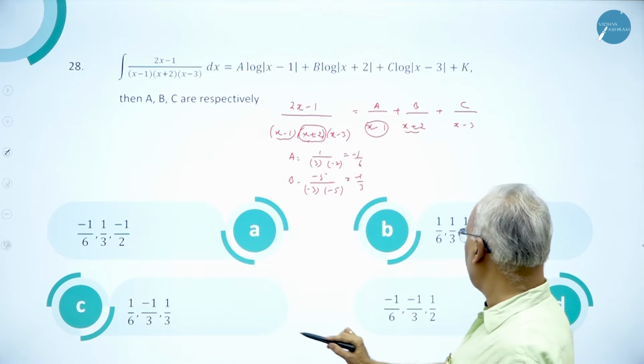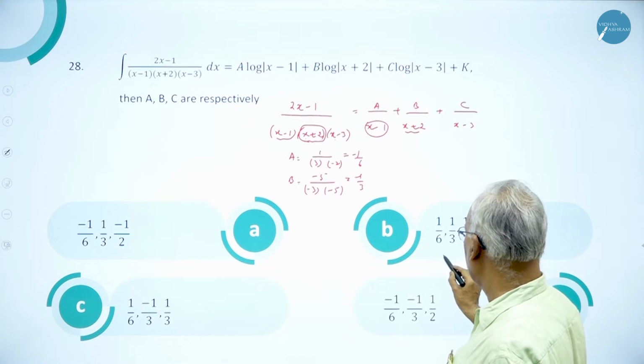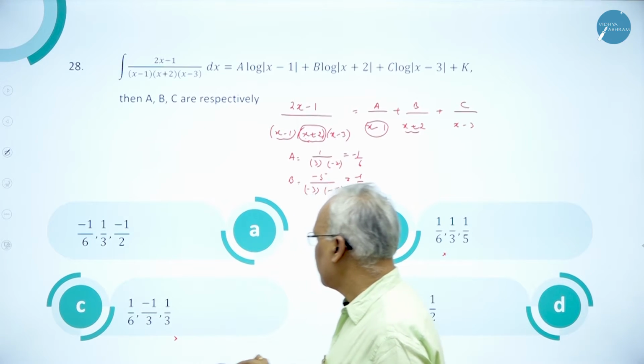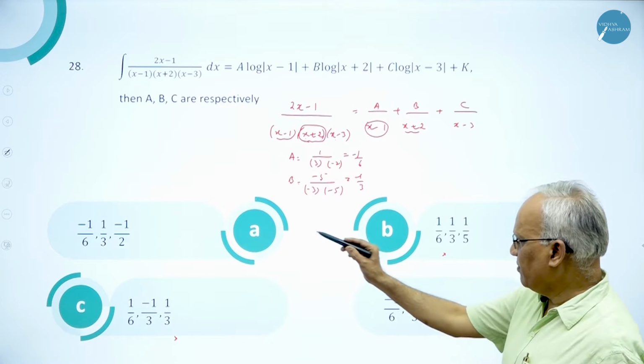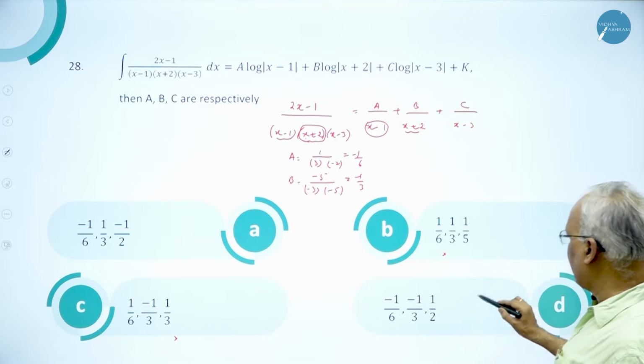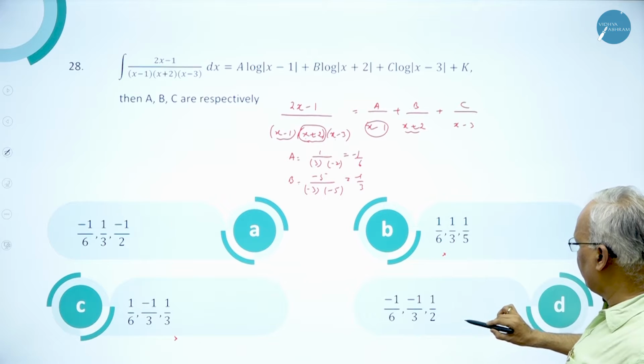So you have eliminated this answer, B and C you have eliminated. So between these two, just see, one is 1 by 3, another is minus 1 by 3. So naturally, it has to be this answer, D. So D is the answer for this.